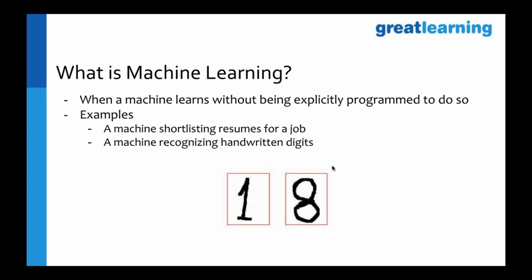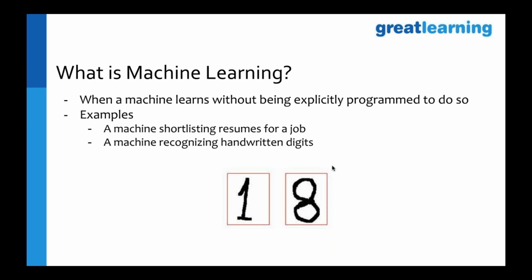Okay, so moving on to the first item in our agenda, which is to understand what is machine learning. The definition of machine learning is when a machine learns without being explicitly programmed to do so. Now, what does that mean? Let's take a moment and try to understand the statement.